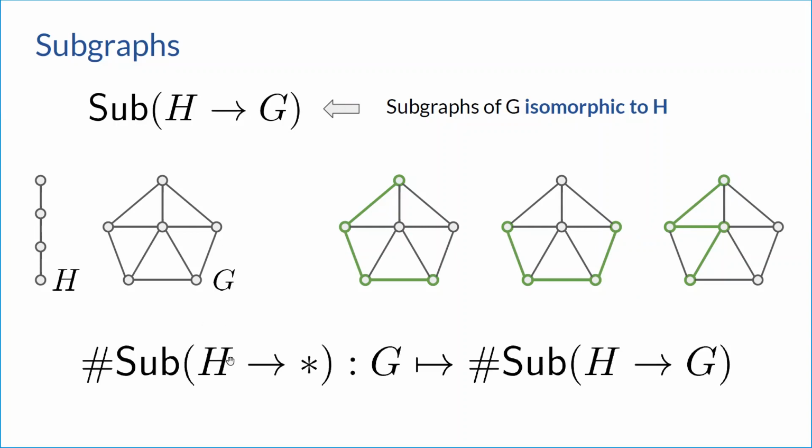And I will write sharp sub from H to star as the function that, given a graph G, outputs the number of subgraphs in G that are isomorphic to H.